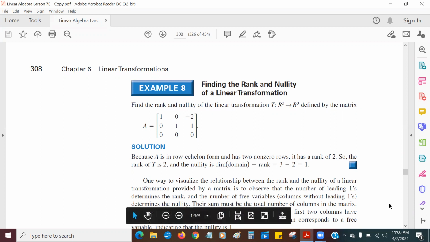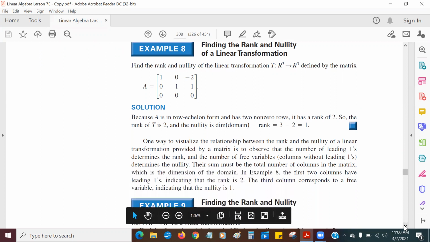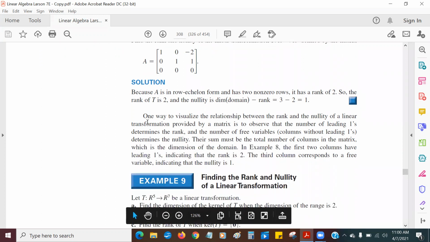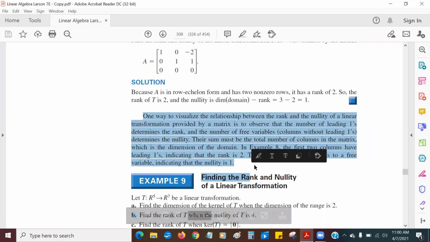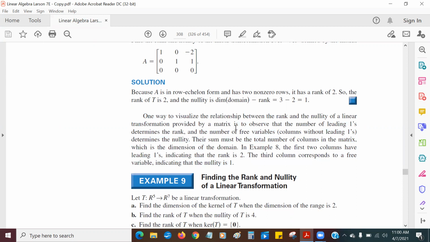That is awesome. I like this paragraph here. One way to visualize the relationship between the rank and the nullity of a linear transformation provided by a matrix is to observe that the number of leading ones determines the rank, and the number of free variables, which is the columns without leading ones, determines the nullity. So the sum total must be the total number of columns in the matrix, which is the same idea we said back in chapter 4.